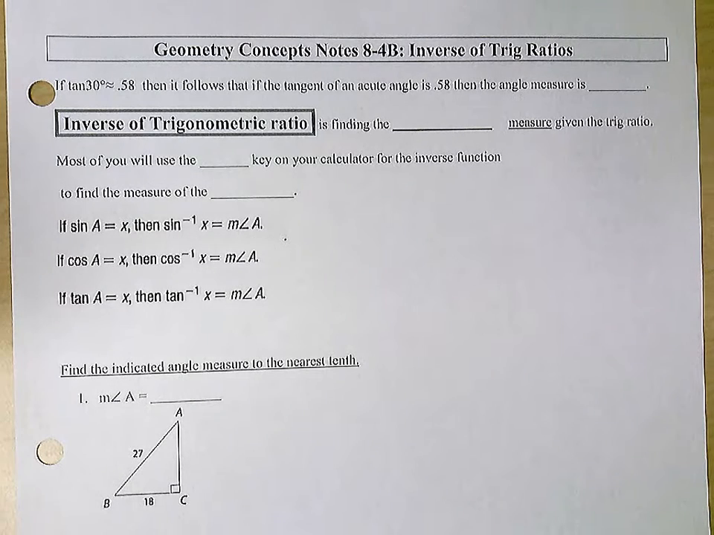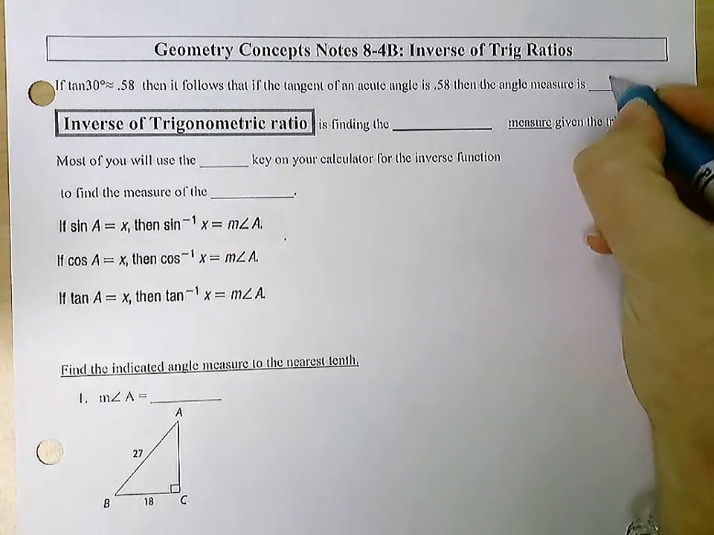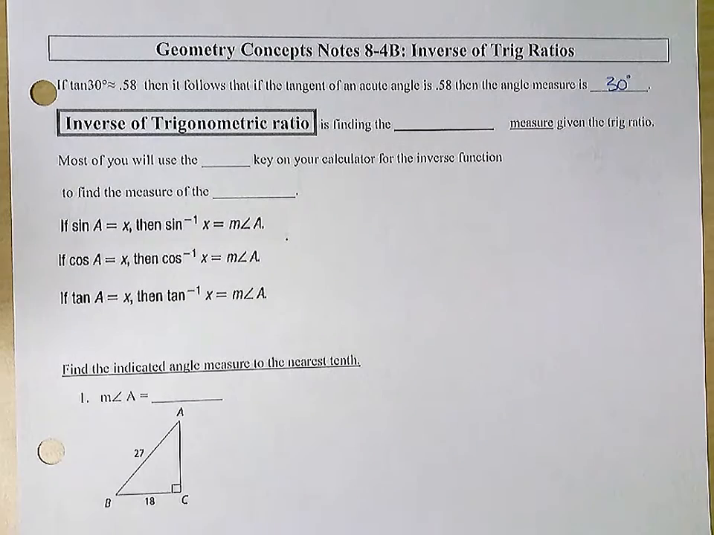So I'm not even going to focus on that right now. So if tangent of 30 degrees is about 0.58, then it follows that if the tangent of an acute angle is 0.58, then that angle is 30 degrees. Okay, so we can take the opposite. We're going to do the opposite direction today. Before we were finding a side length, now we're going to find angles.